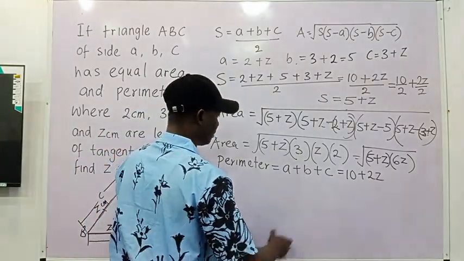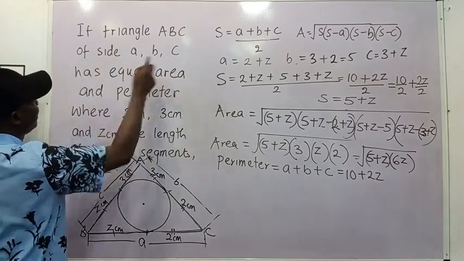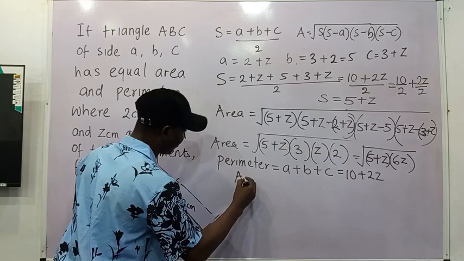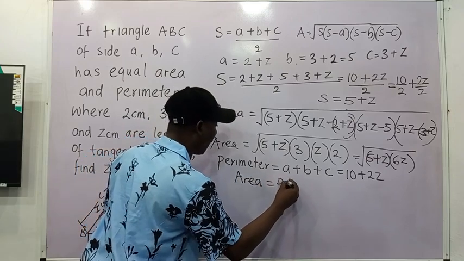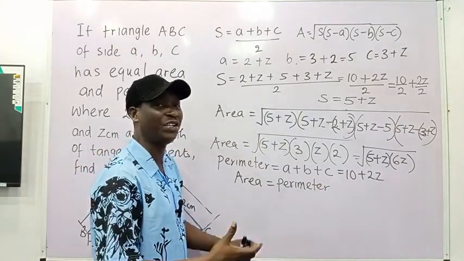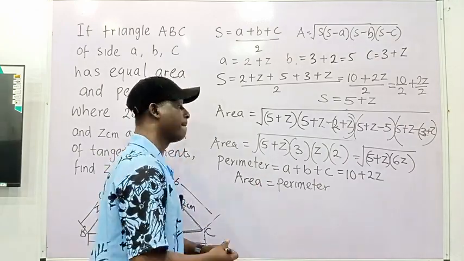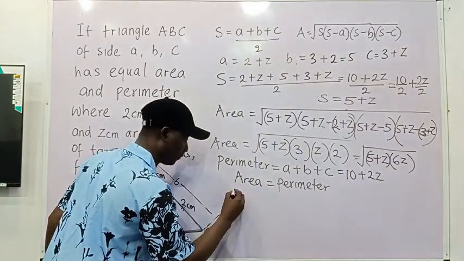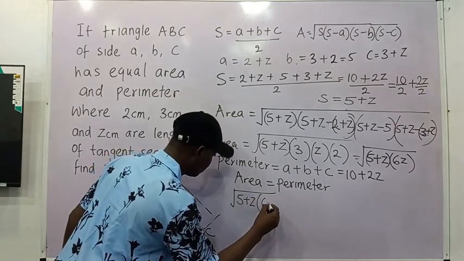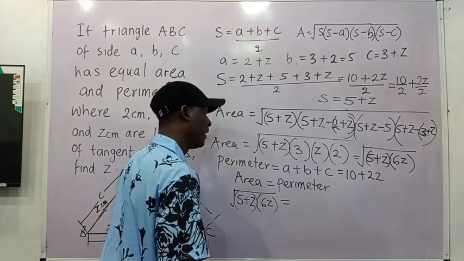So now, the perimeter. From the question, they say the triangle ABC of side ABC has equal area and perimeter. That is to say, from the statement, area equal to perimeter. We don't need to show ski here because some of us, we like showing ski. You follow the instruction, then you get your answer straight up. Now, area is equal to what? We have already solved our area. You understand me now? Is equals to what? What is perimeter?